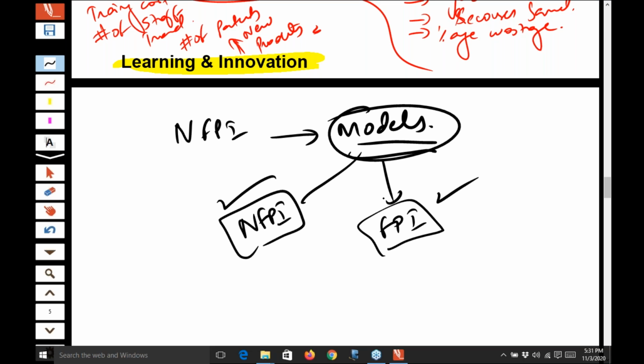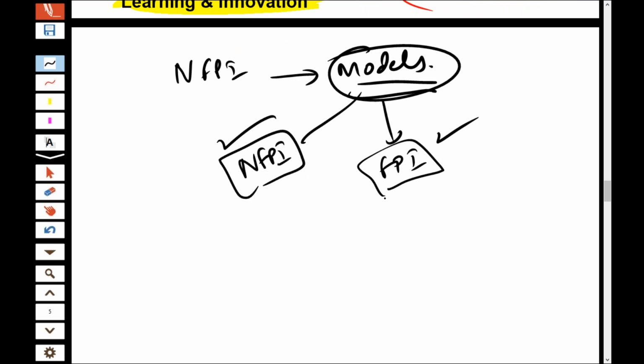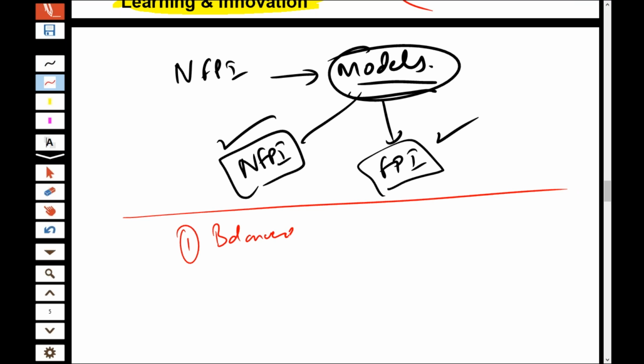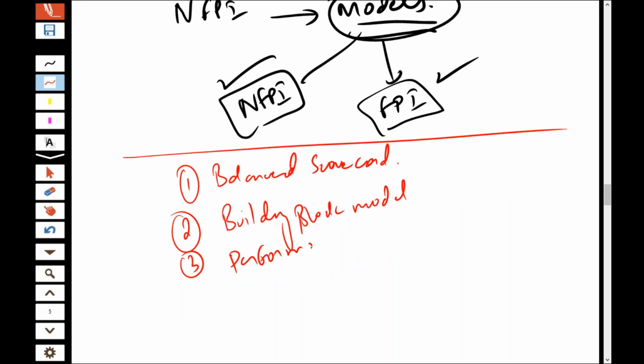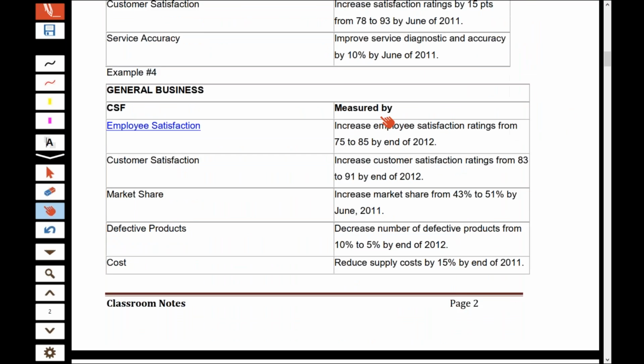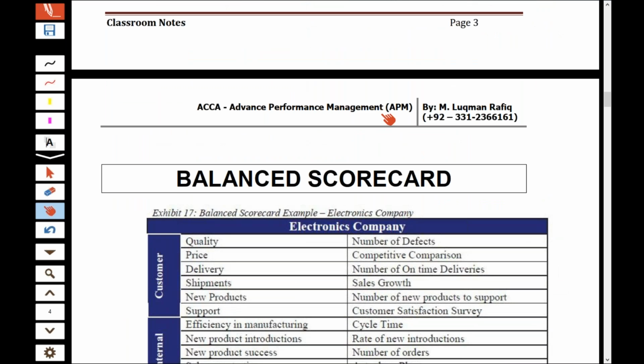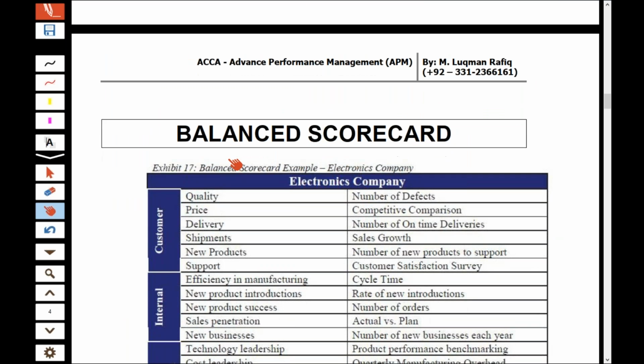Now, what exactly are these models? We are going to start discussing these models one by one. There are three major models that are part of your course. One of them is called the balanced scorecard. The other one is called the building block model. And the third one is called the performance pyramid. We'll be going through each one of these models one by one. You have got this handout attached to this specific window where you could find it. And here the first model that I'm going to be discussing will be the balanced scorecard.